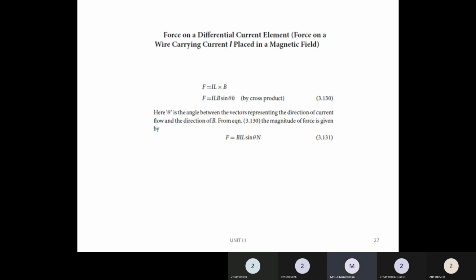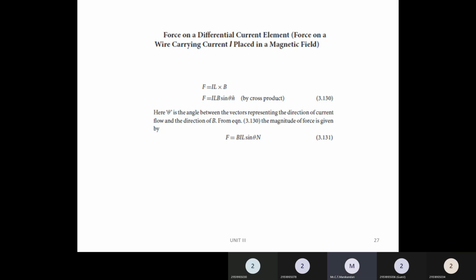So now we can see the differential force on a differential current element. When a current carrying conductor is placed in a magnetic field, you will get a force, that is nothing but a mechanical force. That's the basic principle of the motor. That is given by this concept here: F equal to IL cross B.